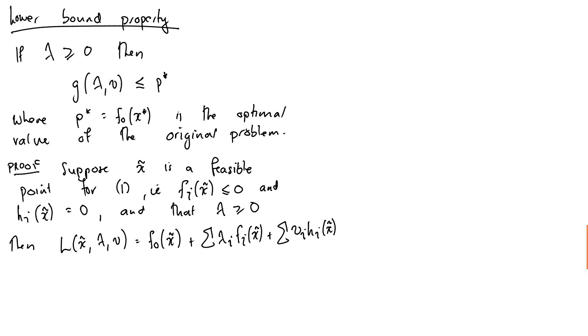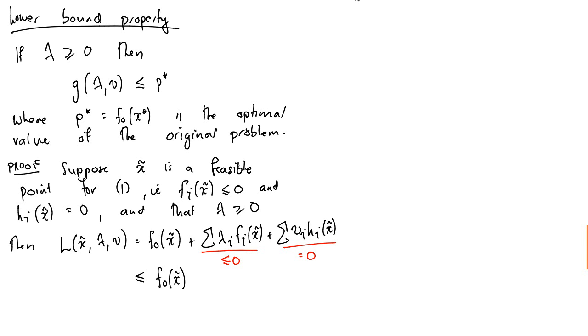Well, if our points are feasible, then all the h_i of x's are going to be equal to 0, so these ones will go away. For these terms here, the lambdas are positive, the f_i's are non-positive, so each one of these terms is less than or equal to 0. So our Lagrangian of our feasible point, lambda and nu, is less than or equal to f naught of x tilde.